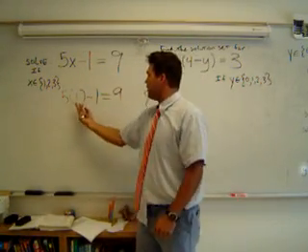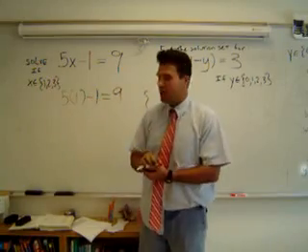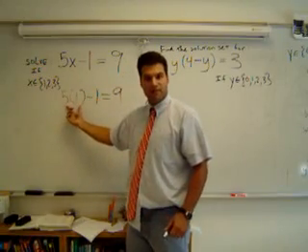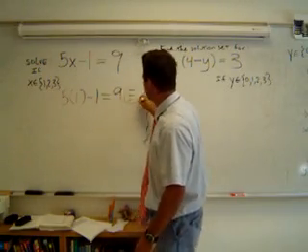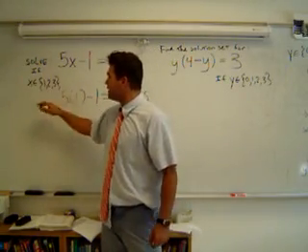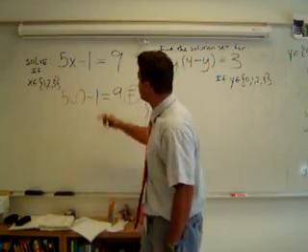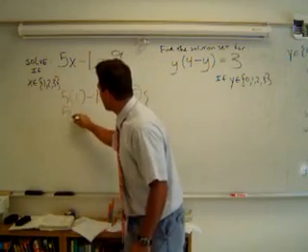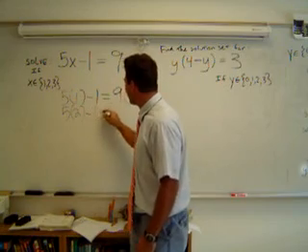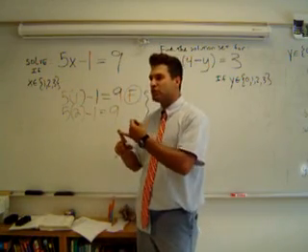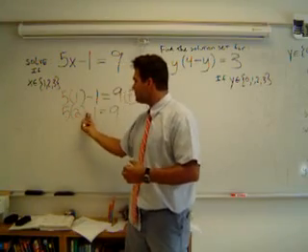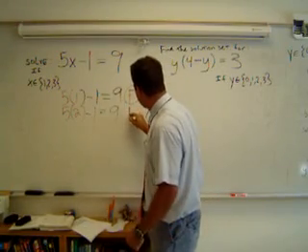It's 5 times 1 minus 1 equals 9. Well, 5 times 1 is 5, minus 1. False. So we know that 1 doesn't work. Let's try it with 2. Let's see, 5 times 2 minus 1. Is that equal to 9? 2 5s or 5 2s are both 10. So 10 minus 1. Yes, true.